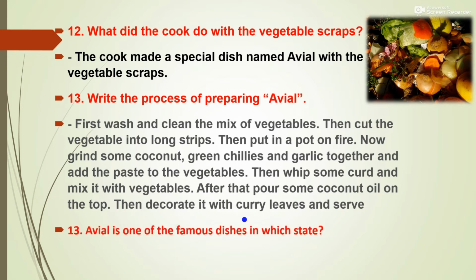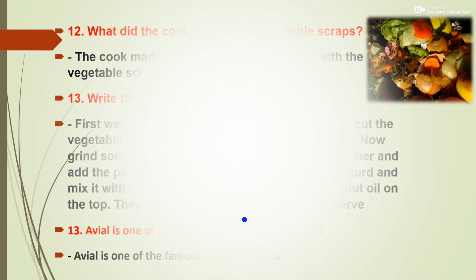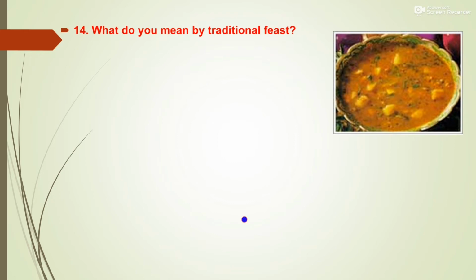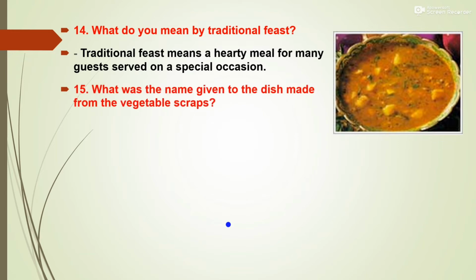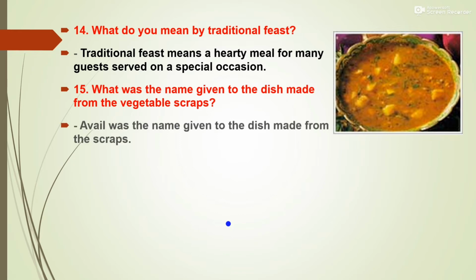Now Avial is ready. Avial is one of the famous dishes in which state? It's Kerala. What do you mean by traditional feast? Traditional feast means a hearty meal for many guests served on a special occasion like a thread ceremony or a marriage. Okay. What was the name given to the dish made from the vegetable scraps? Avial was the name given to the dish made from the scraps.